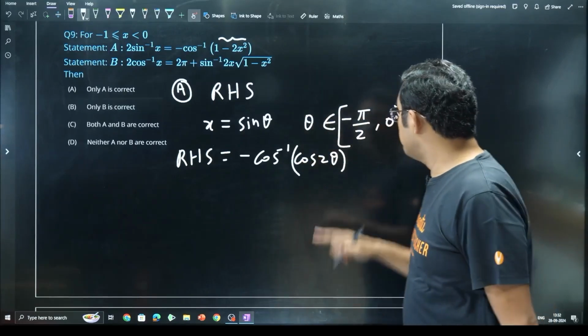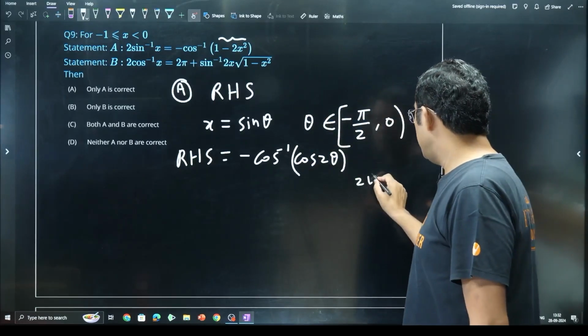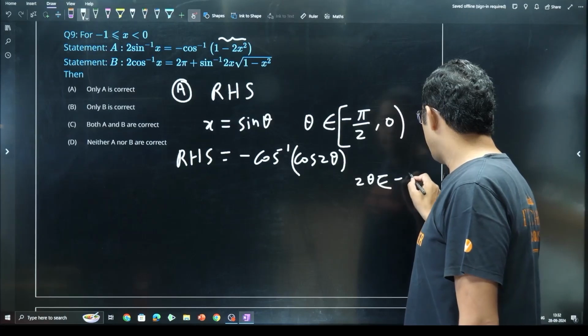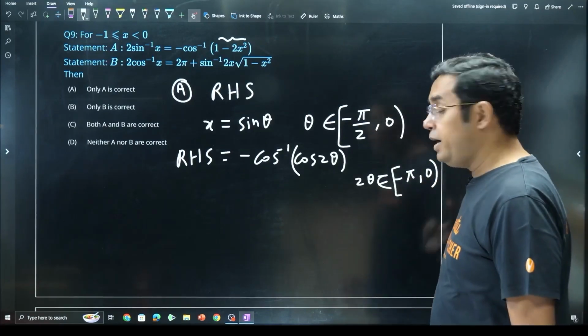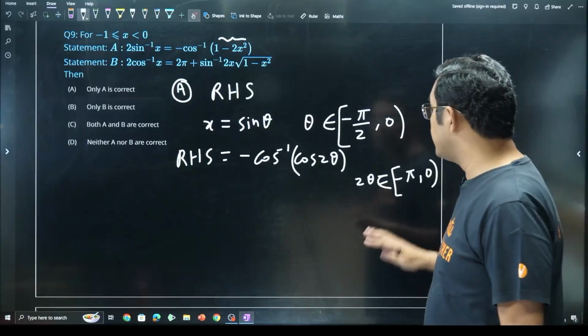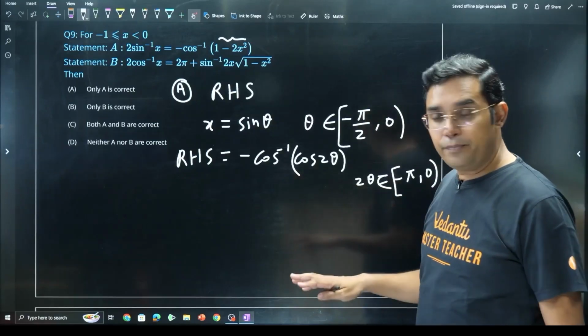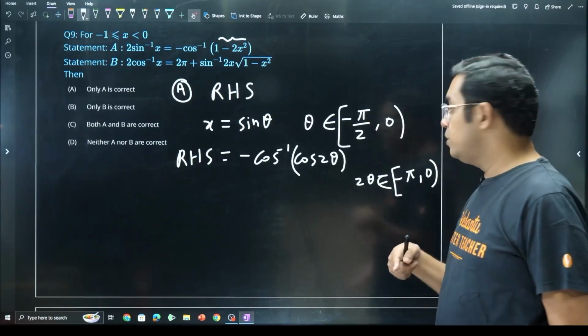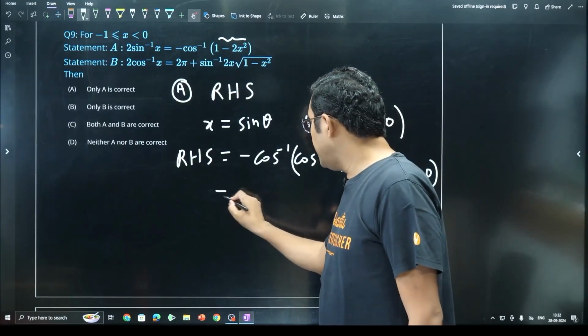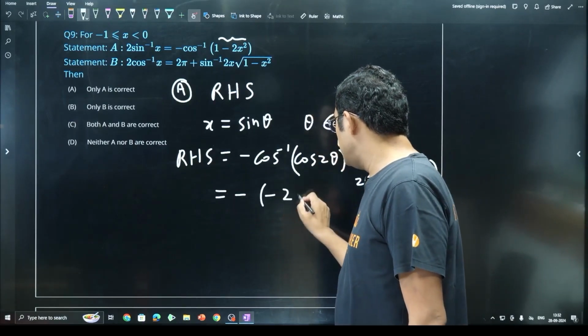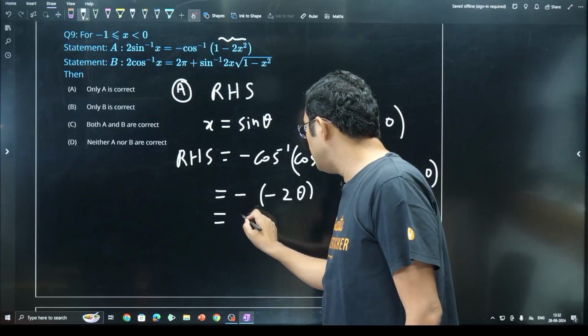Now if theta belongs to this, then 2 theta will belong to minus pi comma 0. But this minus pi comma 0 is not the principal range of the cos inverse function. The principal range is from 0 to pi. So to make it 0 to pi, I think we can write it as minus of minus 2 theta here. So this RHS will become equal to 2 theta.